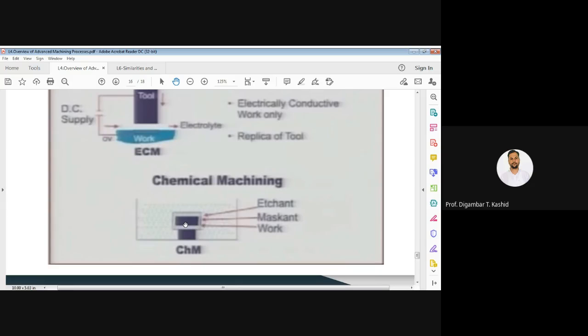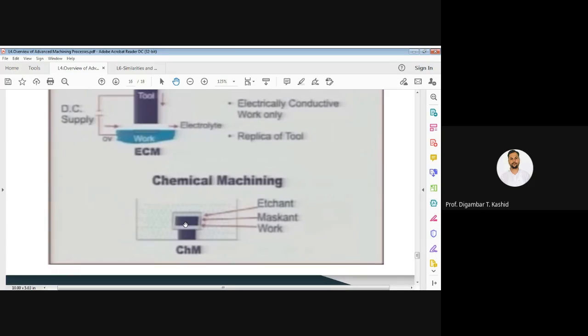Now if we talk about plasma arc machining, it is good for rough cutting purposes. And if you talk about laser beam machining, it is becoming more popular than any other thermoelectric process. Nowadays laser cutting, laser beam, all these things are there.